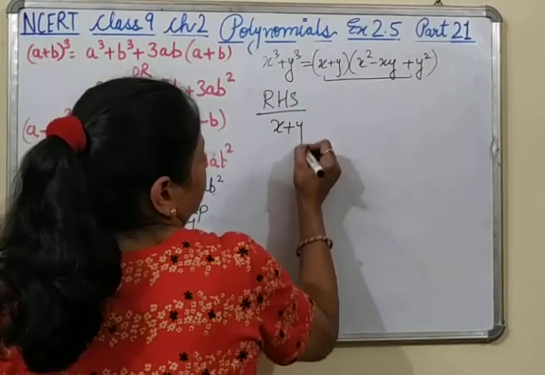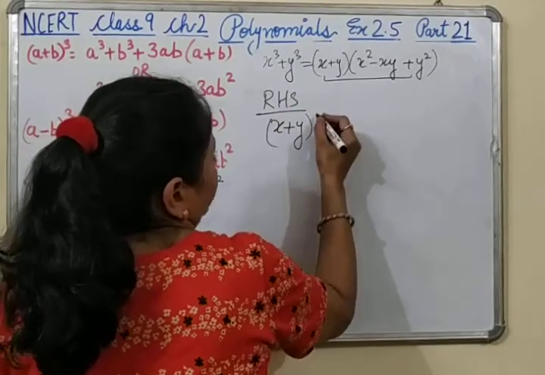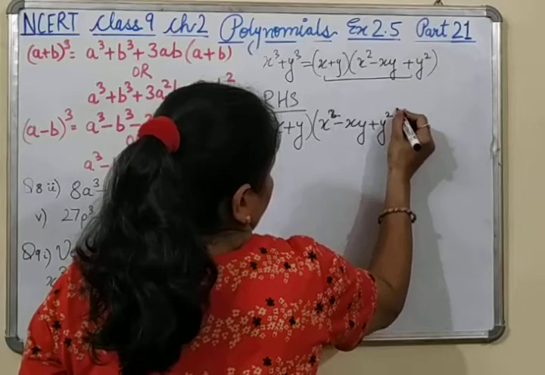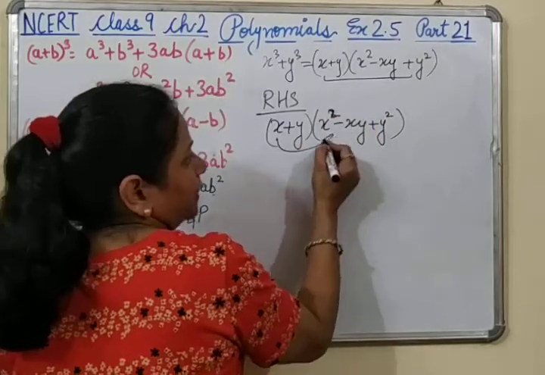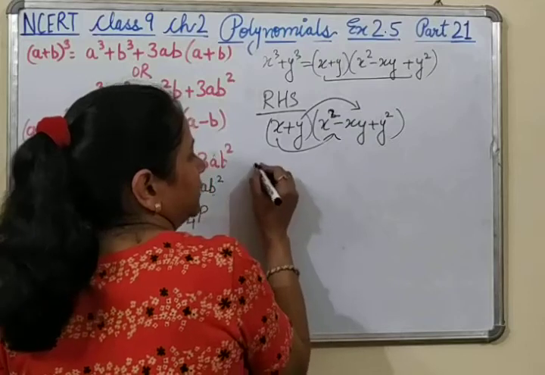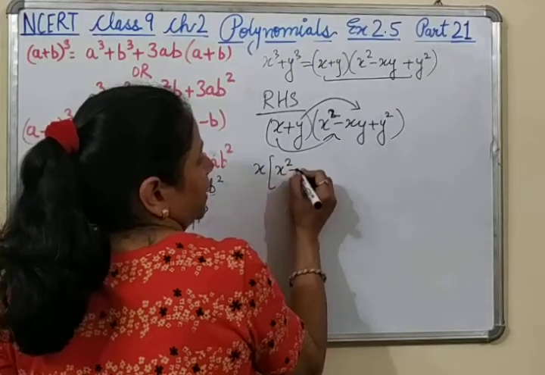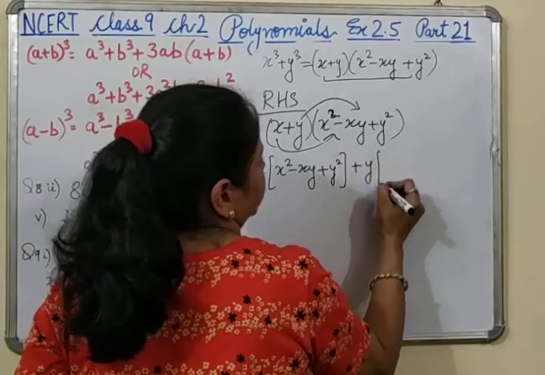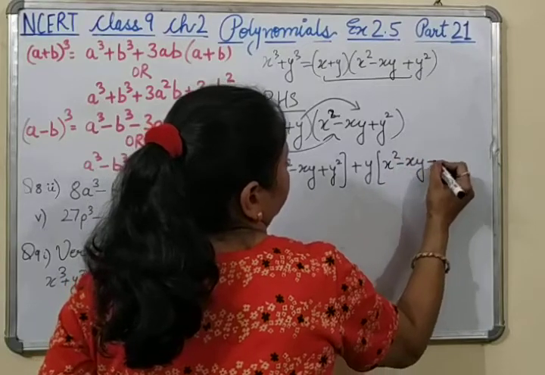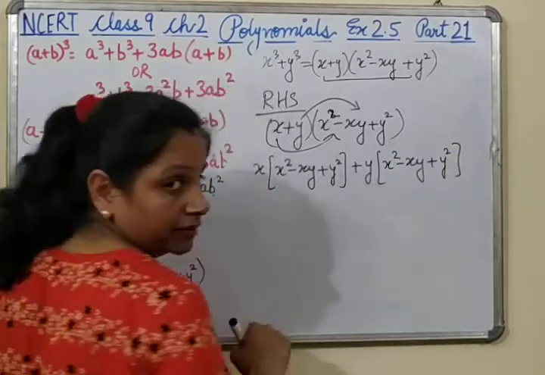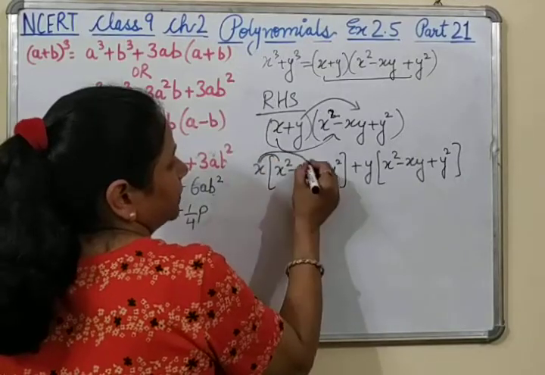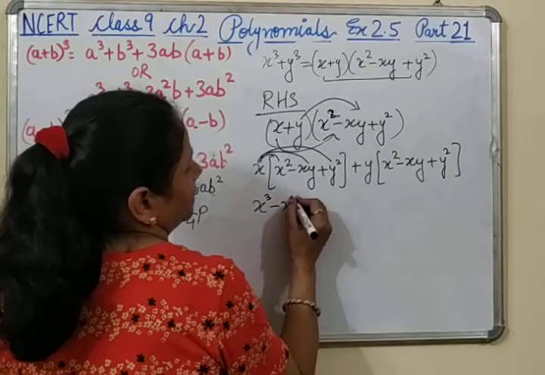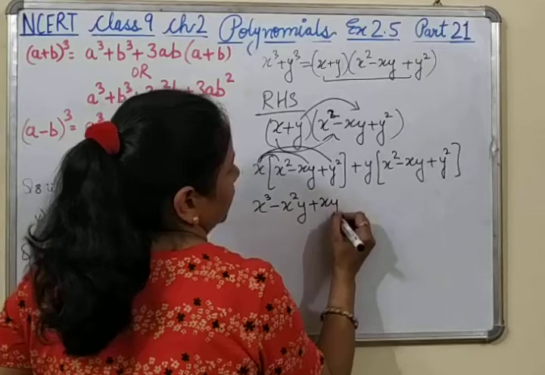We have x plus y and we have, fine, x to be multiplied by this complete bracket and y to be multiplied by this complete bracket. x into x square minus xy plus y square, then plus y into x square minus xy plus y square. Here, now x to be multiplied by all the numbers inside the bracket. This becomes x cube minus x square y plus x y square.